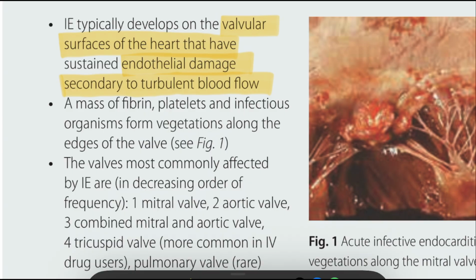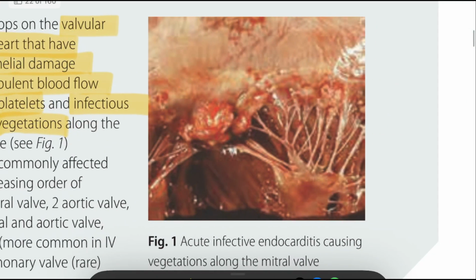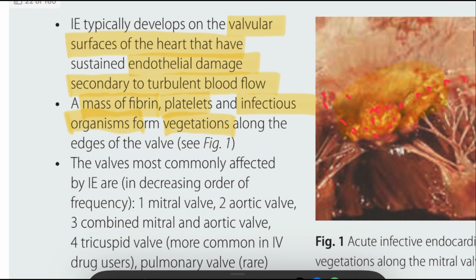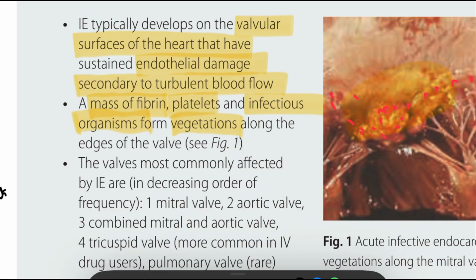Next, because of endothelial damage, the platelets will aggregate, then a mass of fibrin will form. Platelets and infectious organisms form vegetations. Along with that, at the edges of the valve, you can see in this image, this marking, this type of fibrin deposition, then after the formation of sterile vegetation.